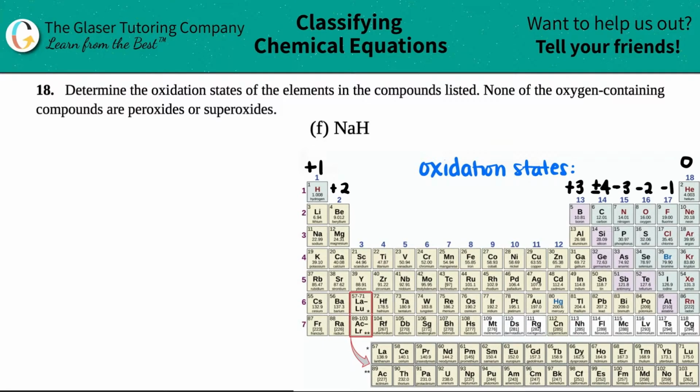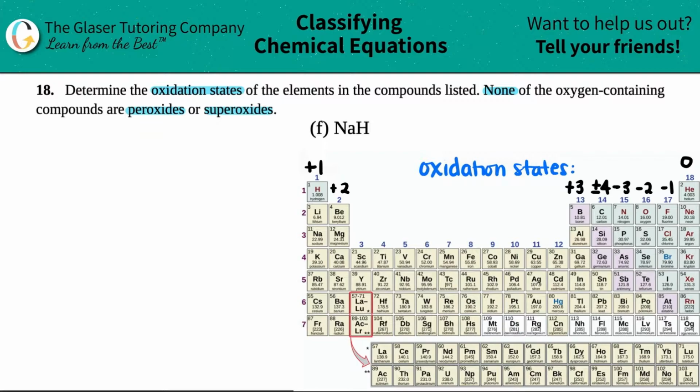Number 18, determine the oxidation states of the elements in the compounds listed. None of the oxygen-containing compounds are peroxides or superoxides, but I don't have any oxygens here, so who cares? I don't.